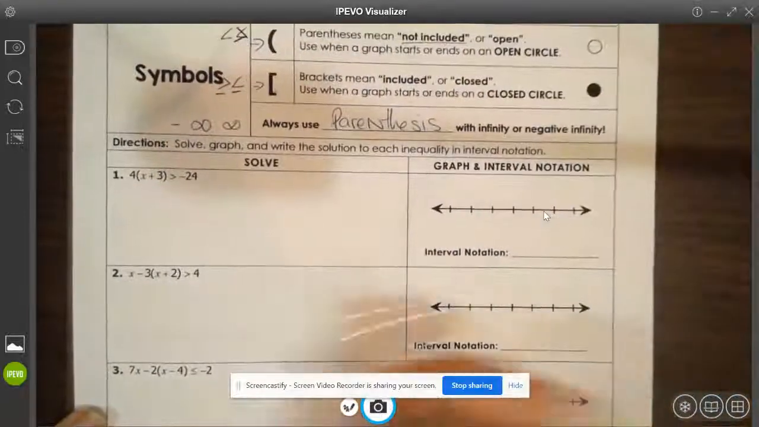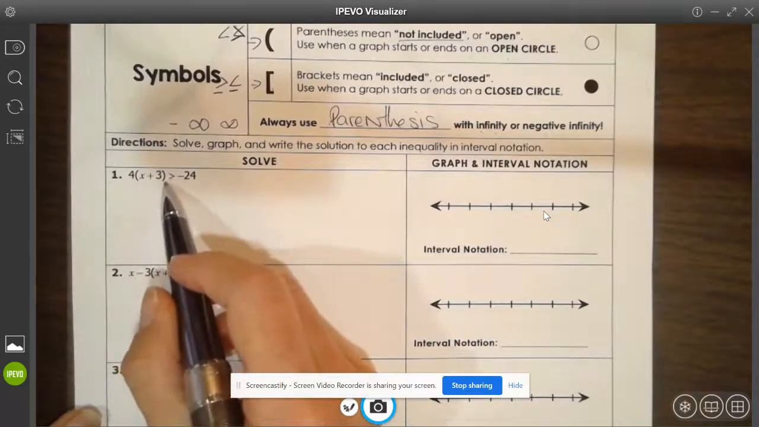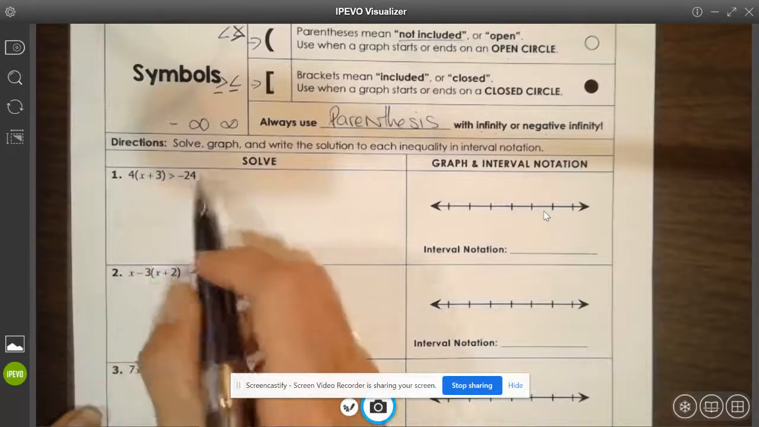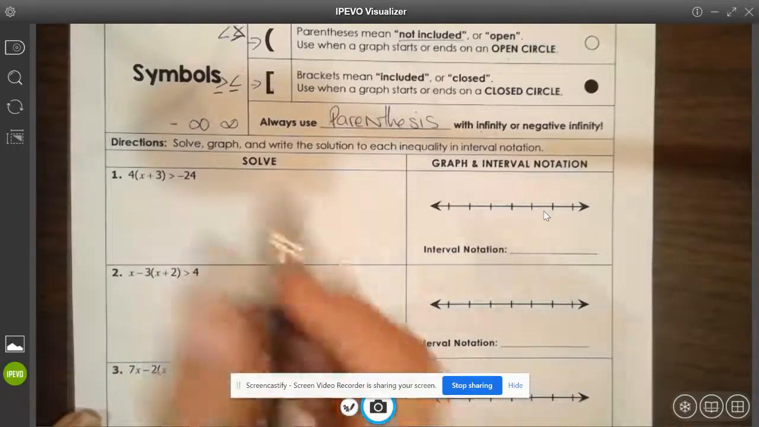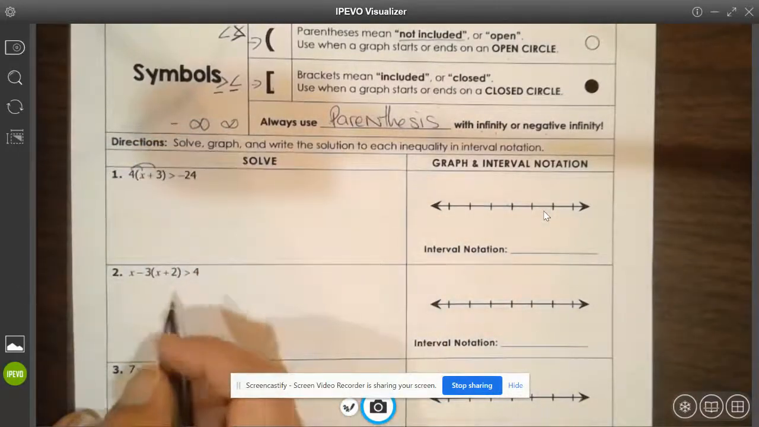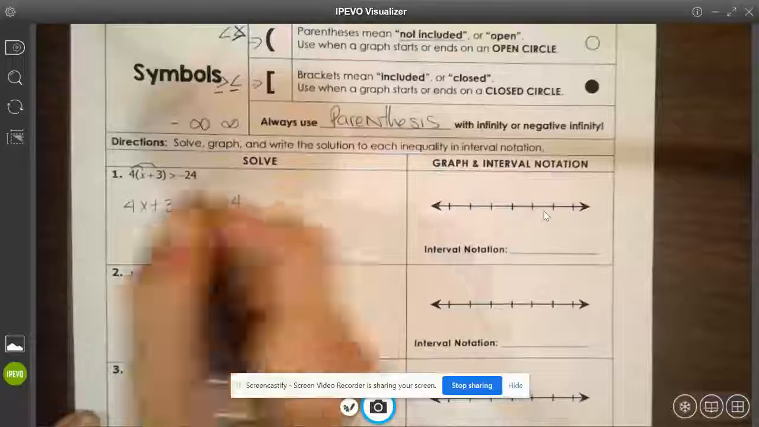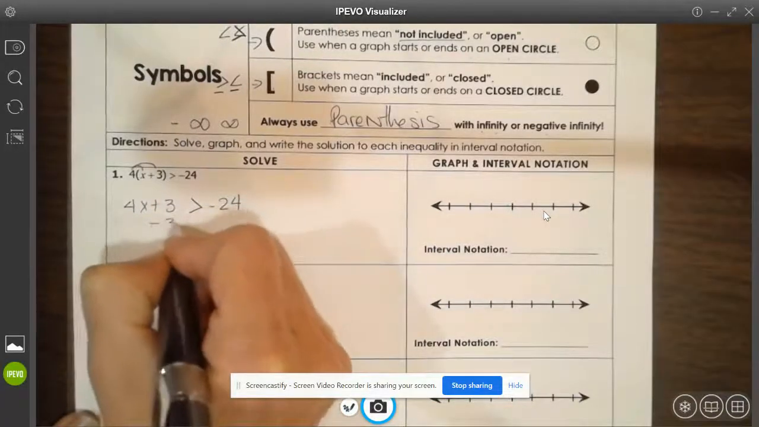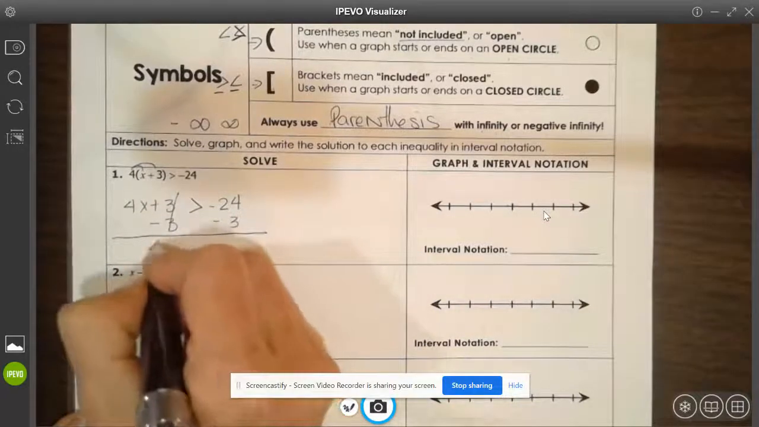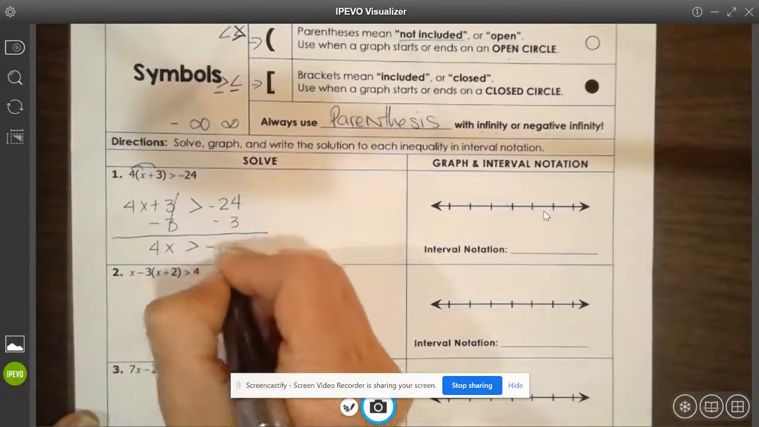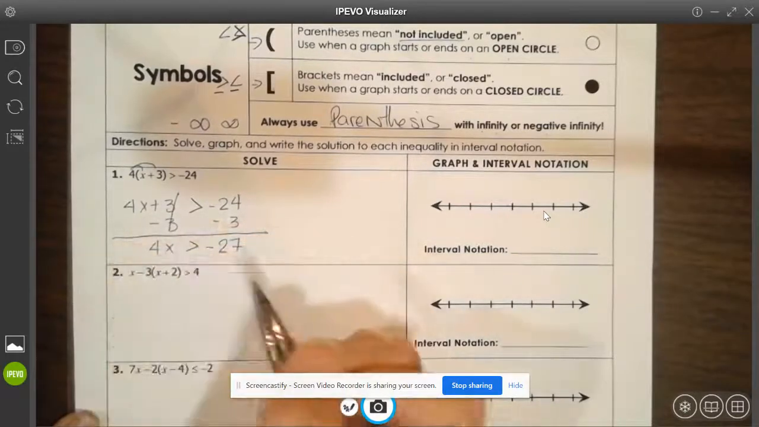Let's do some examples. Now we see this. So it says 4 times the quantity of x plus 3 is greater than negative 24. Now the way we're going to solve this, we're going to imagine there is an equal sign here and we're just going to solve it. Okay, so let's do that. So we distribute first. So that's 4x plus 3 is greater than negative 24. We are going to subtract 3 on both sides. Imagine there is an equal sign. So you're going to solve it as it is. 4x greater than, that's negative 27.